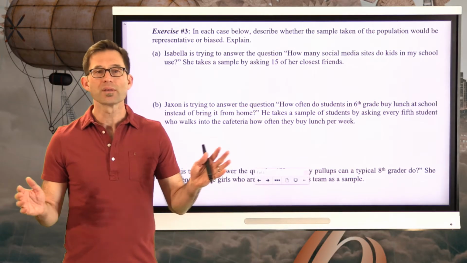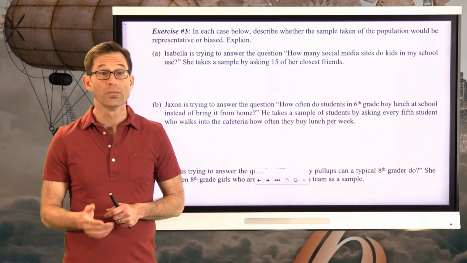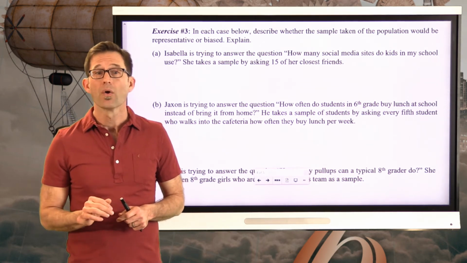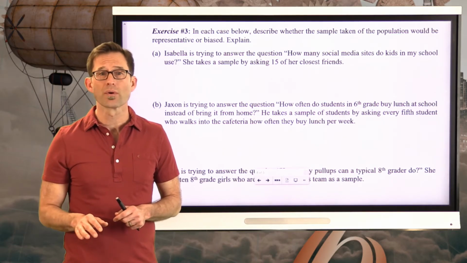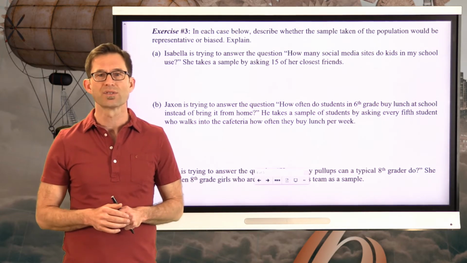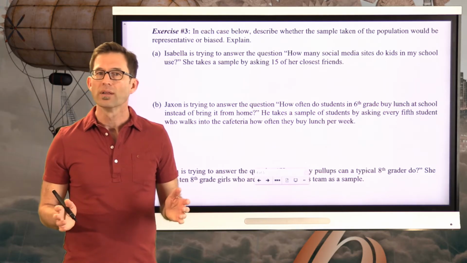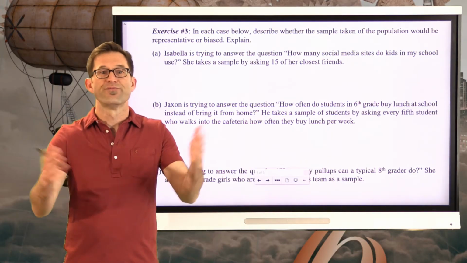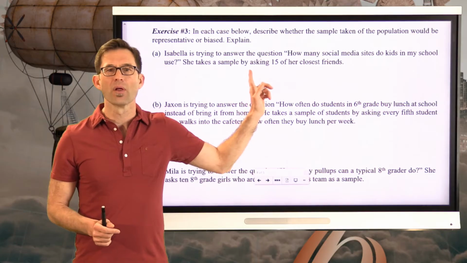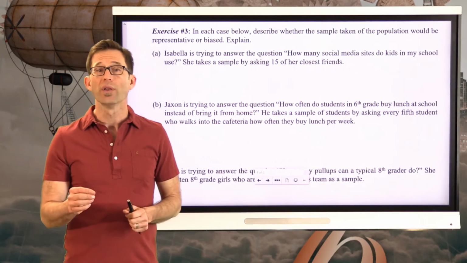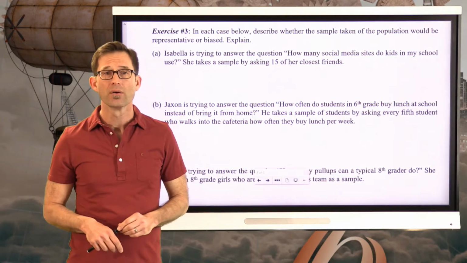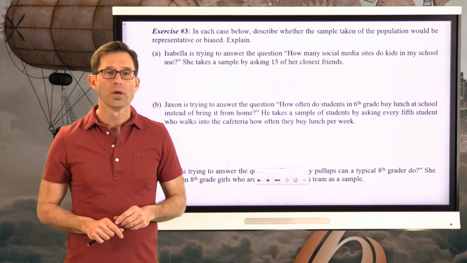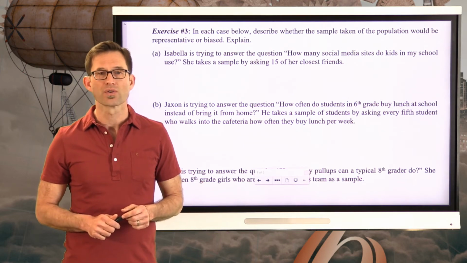All right, so maybe Isabella goes to some very, very large school, maybe in New York City, let's say, right? Assuming that her school hasn't been canceled for a little while, right? So let's say she's at a huge school in New York City and she wants to answer how many social media sites do kids at my school use, right? She doesn't want to ask every single student there because maybe there's 4,000 kids. So she takes a sample of her 15 closest friends. Would that be representative of the population, do you think? Or do you think it would be biased? Pause the video now and write down one of those two, and then maybe write down why you think that's the correct choice.